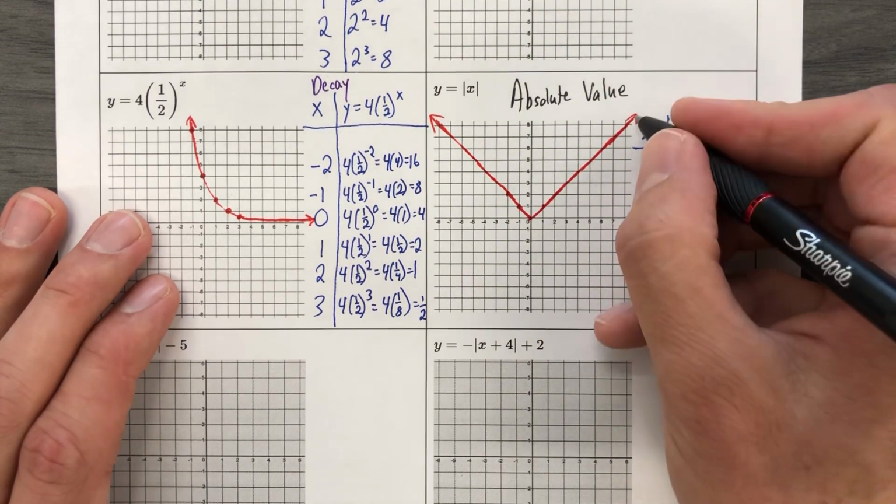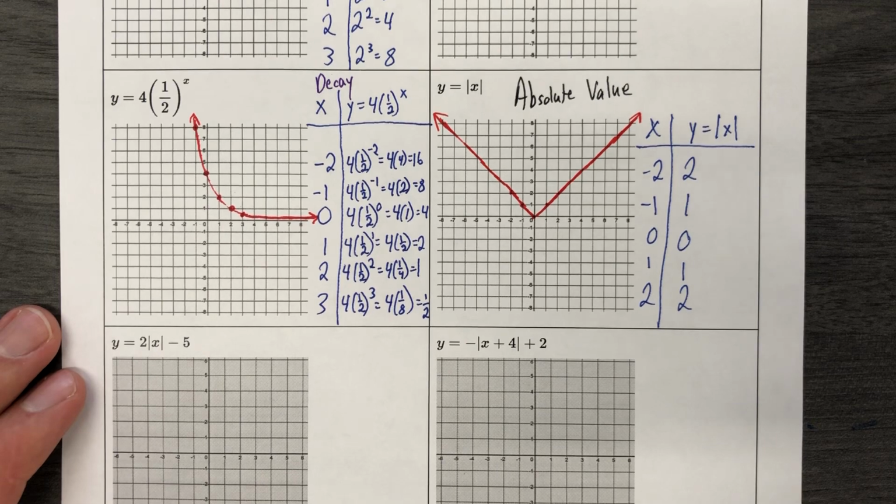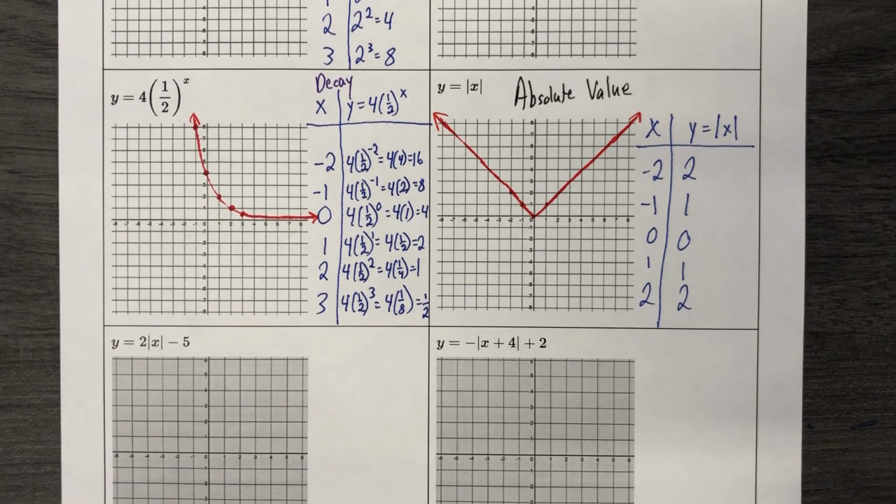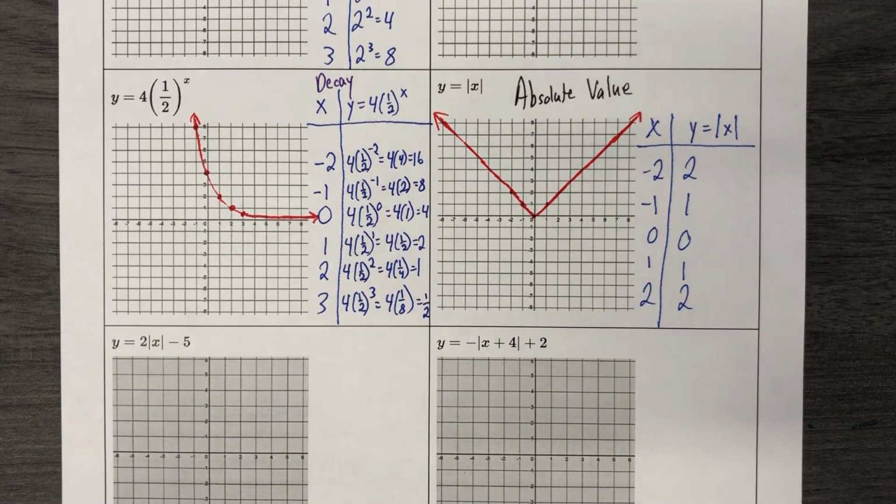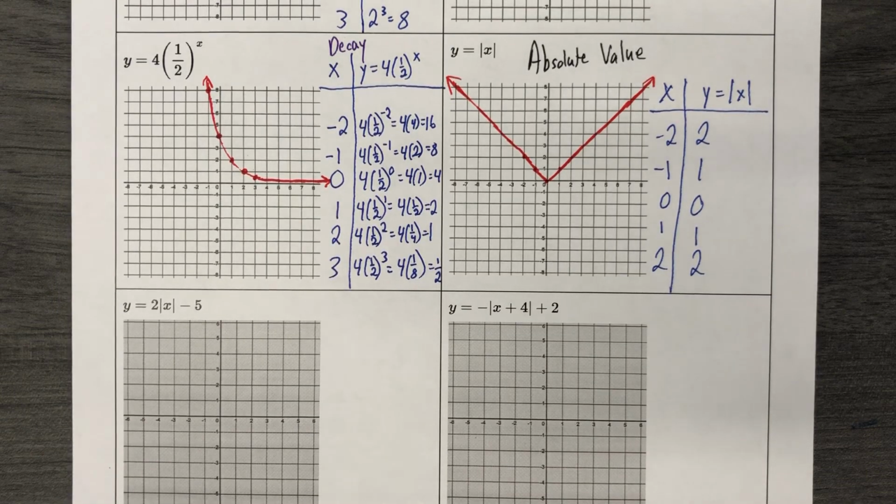Stare at this graph long enough, your eyes will go cross like mine are right now. Whew. Okay, so there's your basic absolute value. This is the parent function of absolute value. Let's go to the next one, and we are going to graph this one by hand.